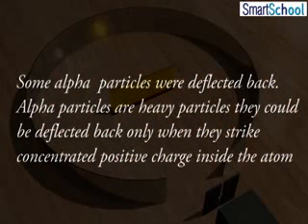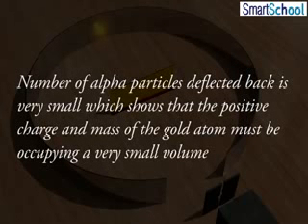Since some alpha particles were deflected back, and alpha particles are heavy particles, they could be deflected back only when they strike heavily inside the atom. Since the number of alpha particles deflected back is very, very small, it shows that the positive charge and mass of the gold atom must be occupying a very, very small volume.